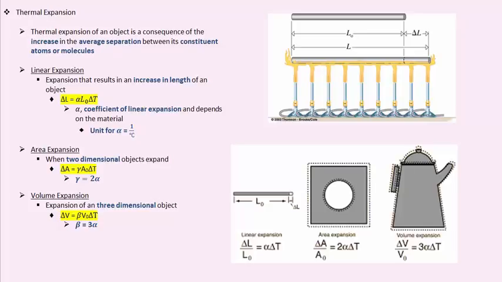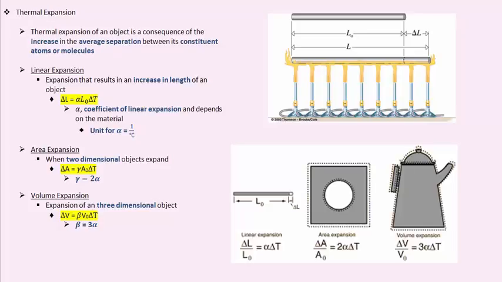Area expansion occurs when a two-dimensional object expands. Our change in area of the object can be calculated by taking gamma, which is equivalent to 2 times the coefficient of linear expansion, multiplied by the original area of the object, then multiplied by the change in temperature.